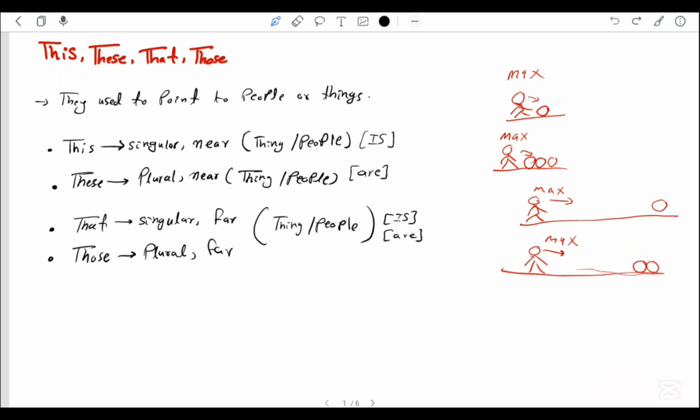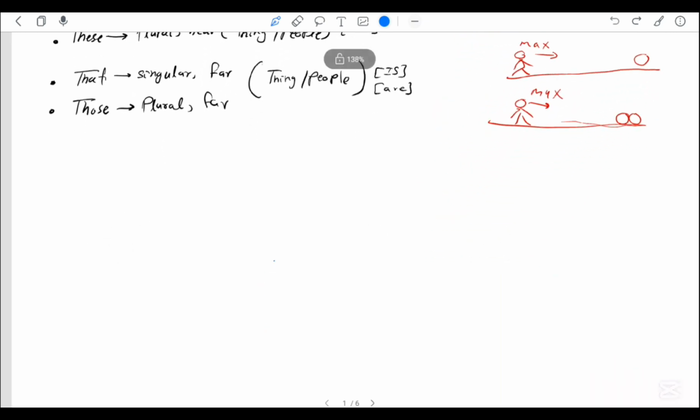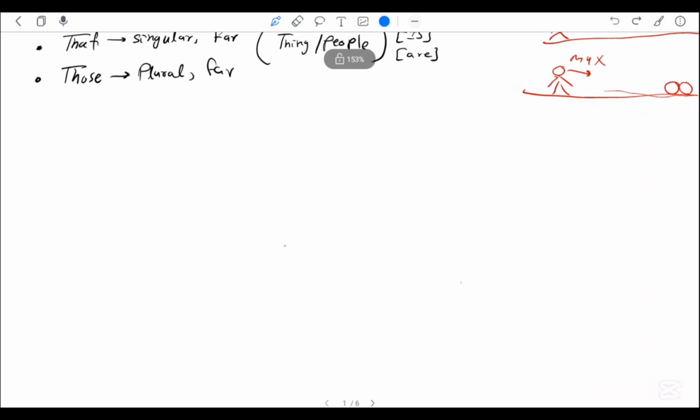So I'm going to write some basic examples that you have to know about. Okay, so example number one for this: this is a ball. One important thing you should know is that we use a here before the word, because we talk about one thing and that is singular.